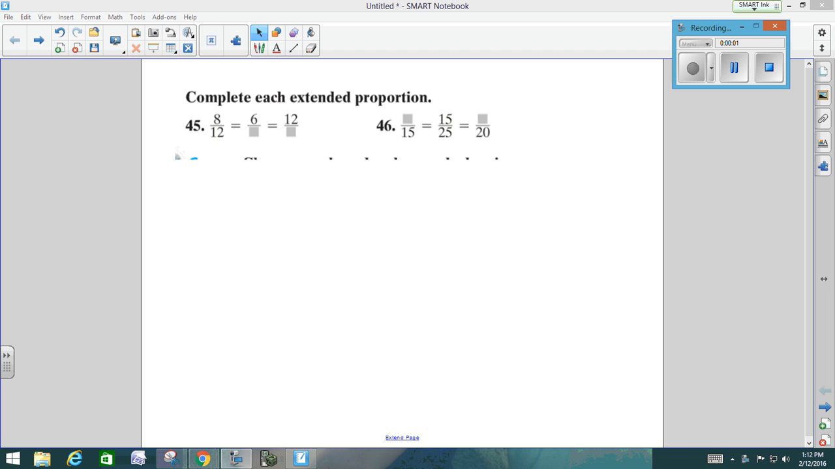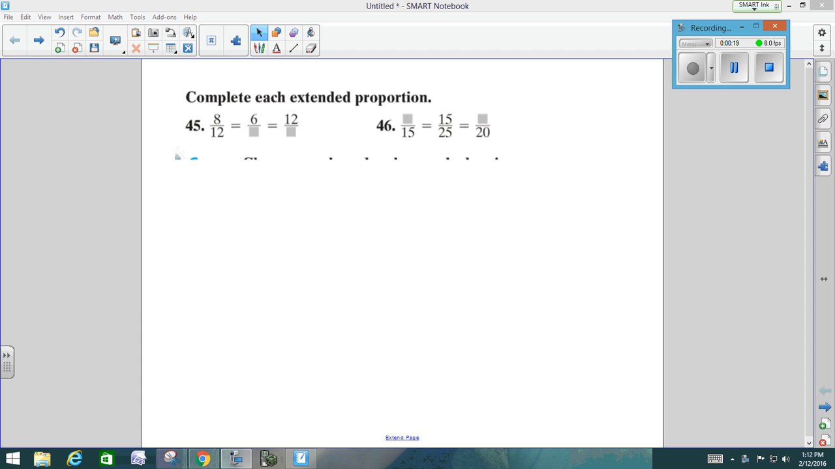Okay, guys, you should have worksheet number 1 in front of you. I'm going to go through those first 3 examples on the top of the front page. If you remember last week on Thursday when we were going through homework assignments, at the very end you had these 2 problems where you had to complete each extended proportion.